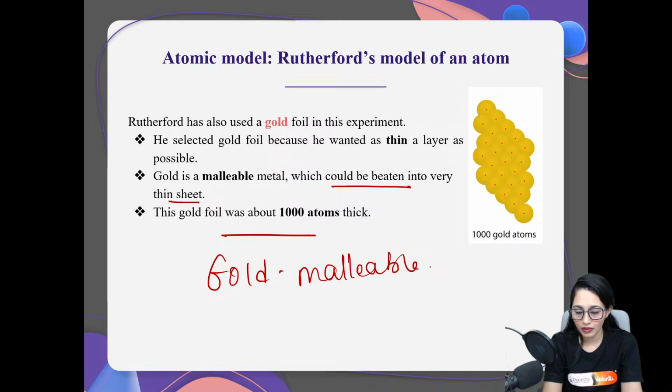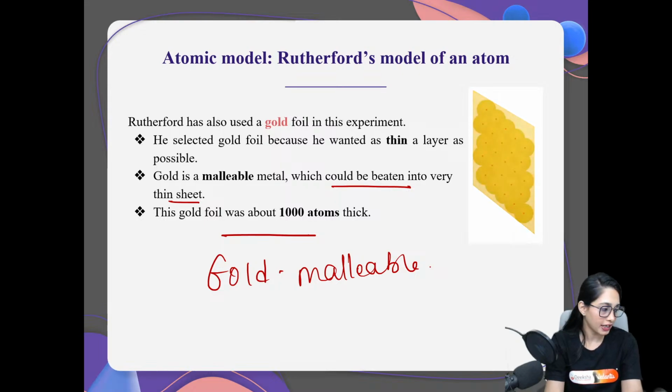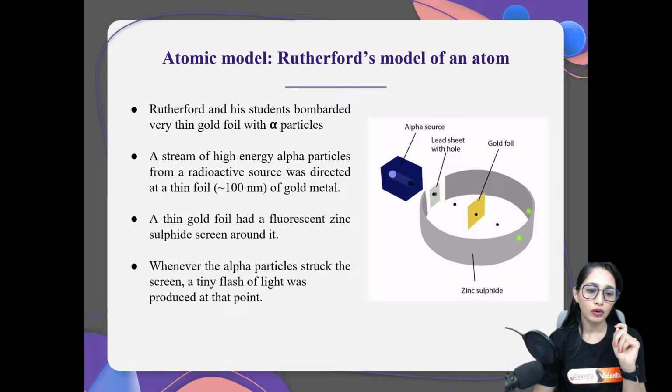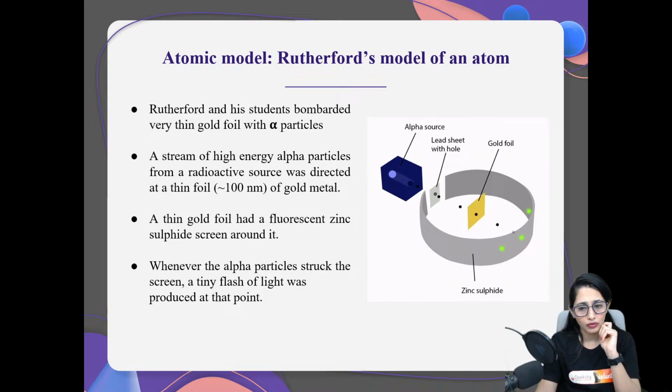Alright, so we were talking about Rutherford's model of an atom. Rutherford and his students bombarded very thin gold foil with alpha particles, helium nuclei. A stream of high energy alpha particles from a radioactive source was directed at a thin foil approximately equal to 100 nanometer, very thin gold foil. The thin gold foil had a fluorescent zinc sulfide screen around it.